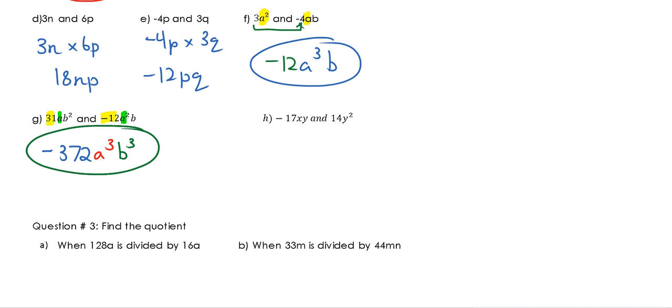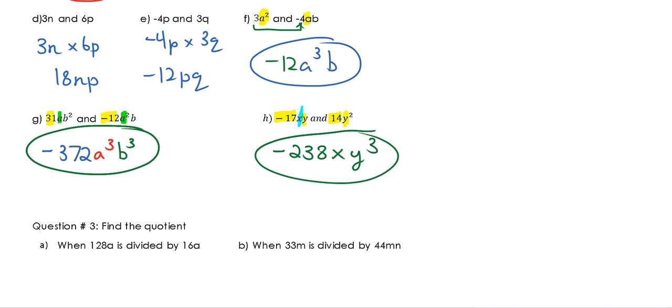The next one, negative 17, highlight that, and 14. Negative 17 times 14 is negative 238, so please take your time, work that out. Then I have an x here, and no x is there, so I'll leave my x here, and then I have a y there and a y to the power of 2 there, so this will be y to the power of 3. So there it is. There's my final answer there.